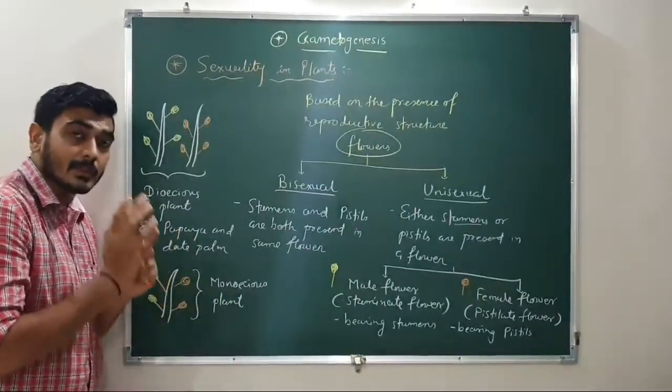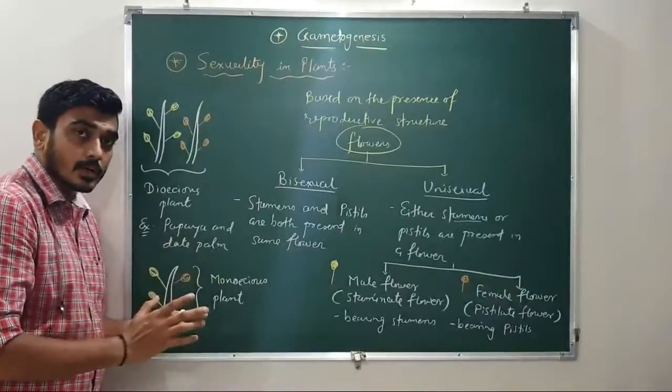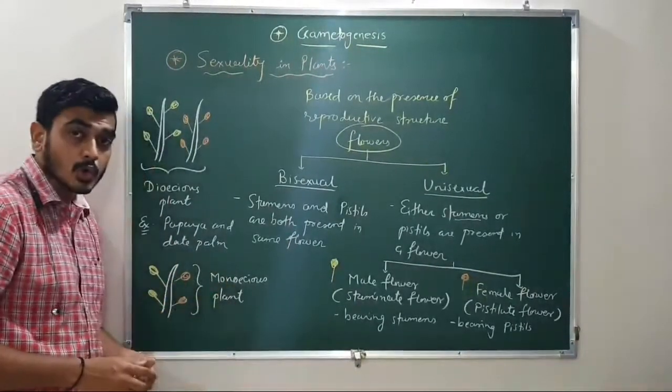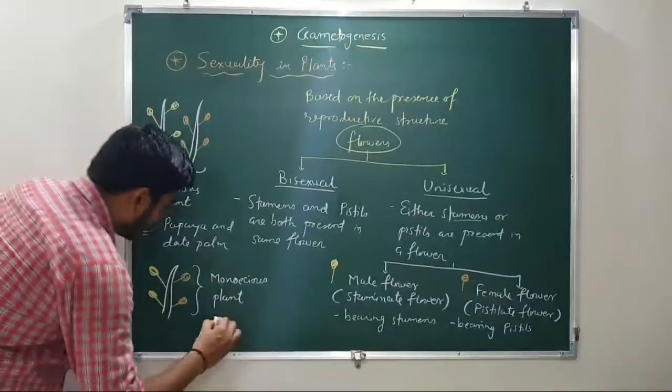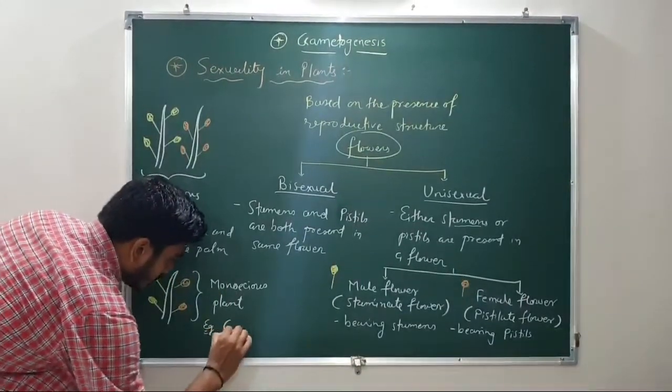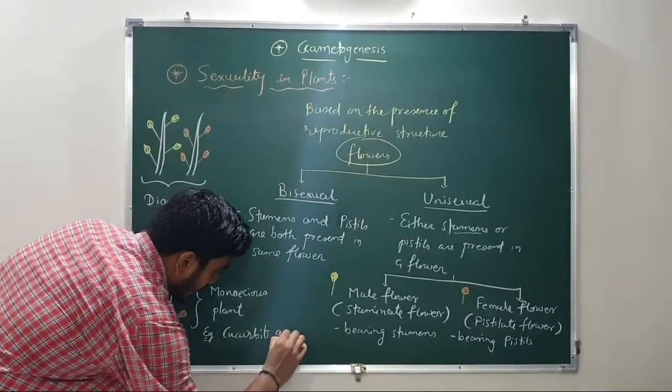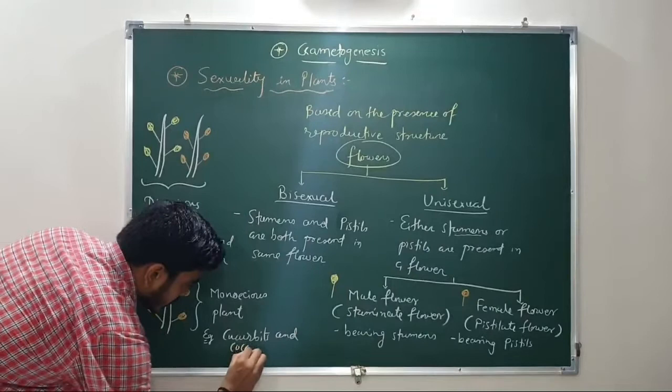That means the male and female reproductive parts are both present on the same plant, and therefore that is known as a monoecious plant. And examples of monoecious plants are cucurbita or cucurbits, and coconut.